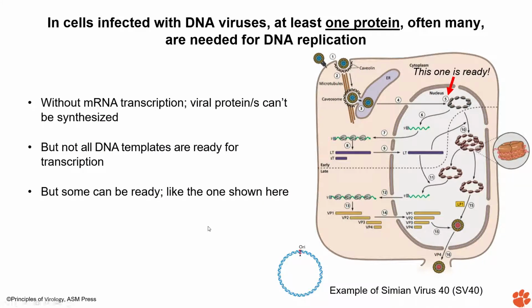So the first thing that we are looking at is that in the cells infected with the DNA virus, at least one protein is needed for the DNA replication, and often many. But at least one, this is very important. Even if that virus is using the host machinery, it needs one. And without the mRNA transcription, viral protein cannot be synthesized. And this is the rule. There is no exception. There is at least one protein that needs to be made before it can be done.